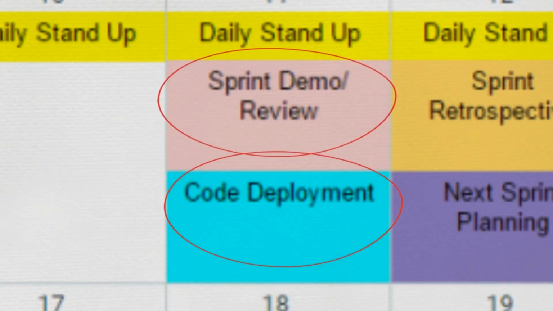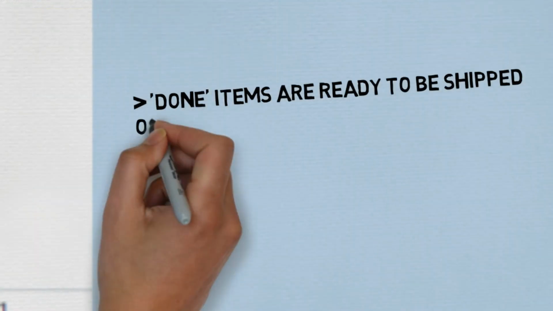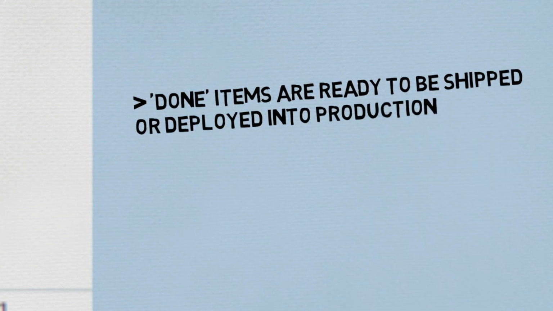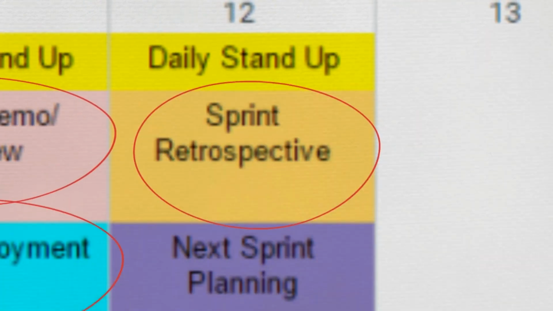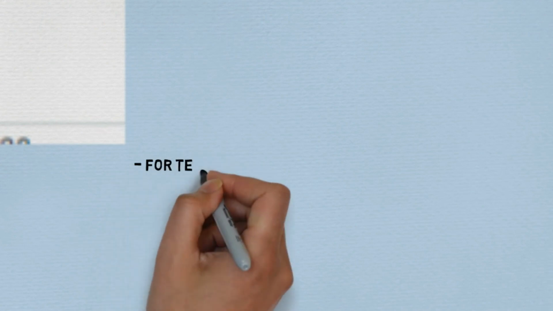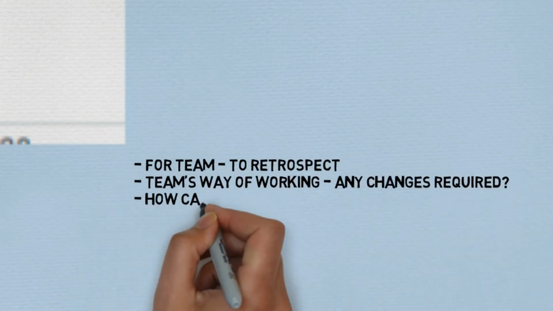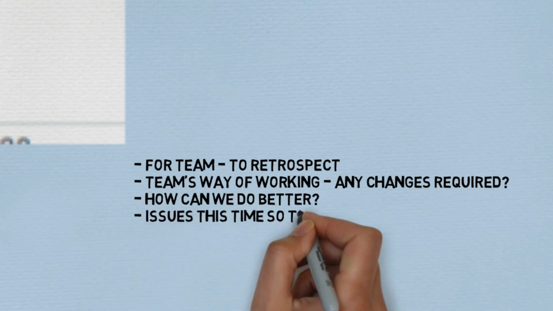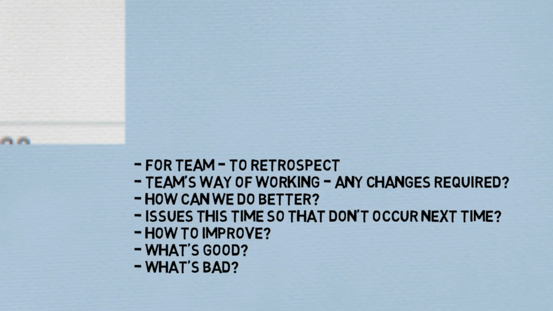Next is code deployment. So all the items which are marked as done in the sprint review or sprint demo are pegged and deployed into production. Next is sprint retrospective. So this is for the team to retrospect their work, the way they are working, what can be improved, what they can do better, what good things they have done this time, what bad they have done this time, what they should stop doing, etc.